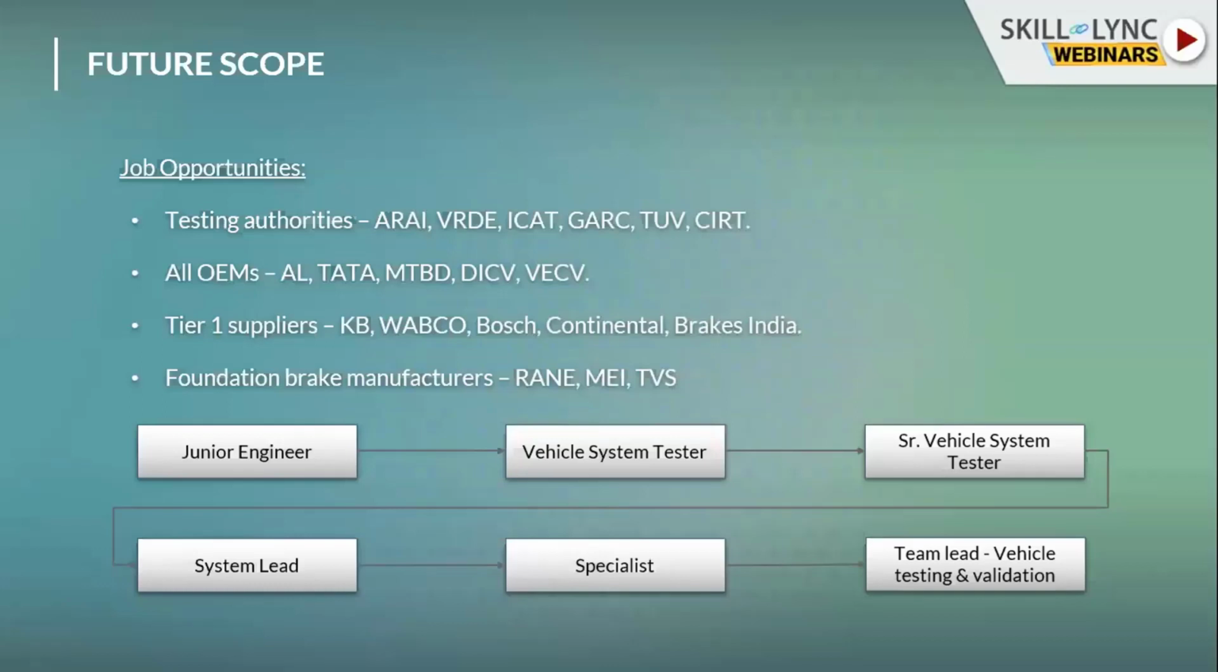You have good scope. Then comes the OEMs, original equipment manufacturers, like Ashok Leyland, Tata, Mahindra Trucks and Bus Division, Daimler India Commercial Vehicles, Volvo Eicher Commercial Vehicles. These are the major commercial vehicle OEMs in India where you can drop in your resume or check for jobs on their websites.